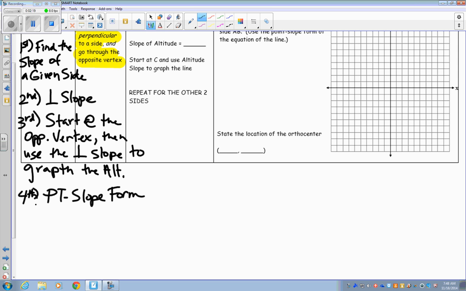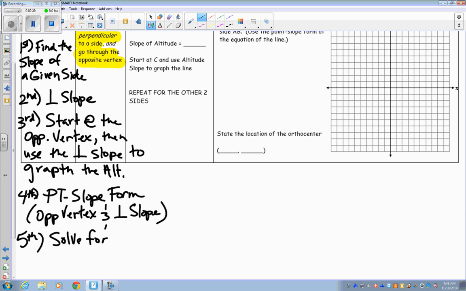And when we do that, we need to use the opposite vertex, or our starting point, our vertex, and you need to use the perpendicular slope. And then last, if necessary, you're going to solve for y. Okay? So these pretty much steps that you have for each special segment are things you need to memorize and know by heart and how to apply them on a coordinate plane.